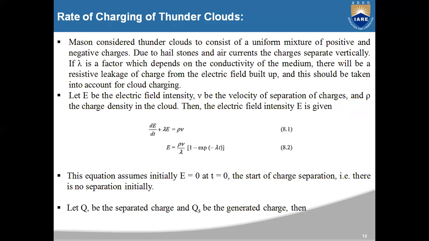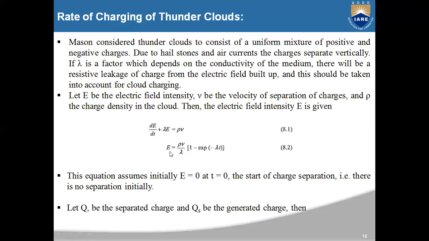Due to hailstones or air currents, which are very high in the upward direction, these charged particles, the charges, are separated vertically. If we consider lambda, a factor which depends upon the conductivity of the medium, then there will be a resistive leakage of charge from the electric field buildup, and this should be taken into account for cloud charging. So let us consider E as the electric field intensity, V as the velocity of separation of charges due to air currents, and rho as the charge density of the cloud. Then the electric field intensity is given by dE/dt plus lambda E equals rho v.